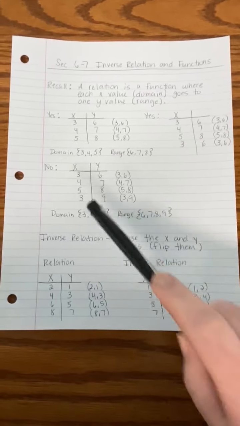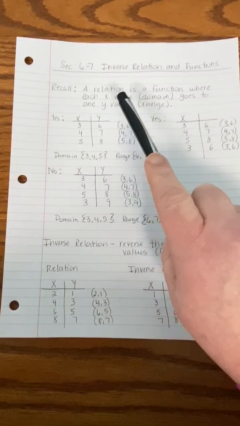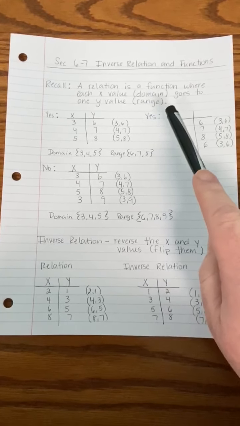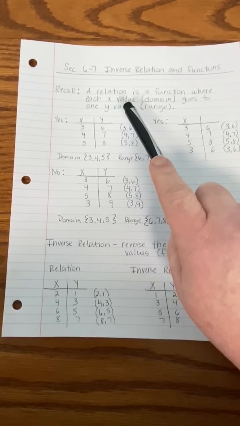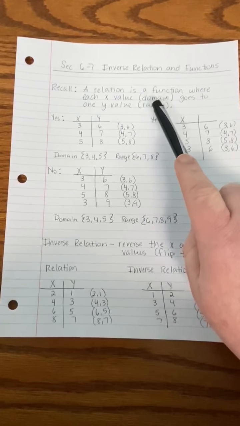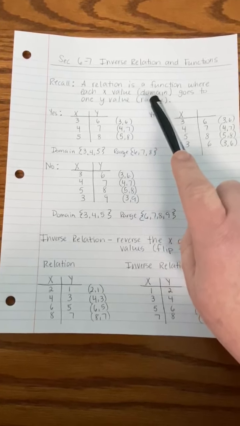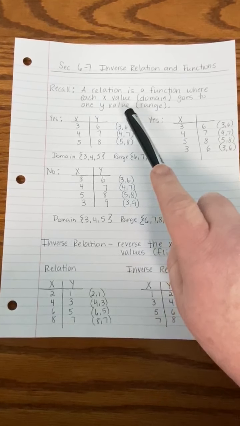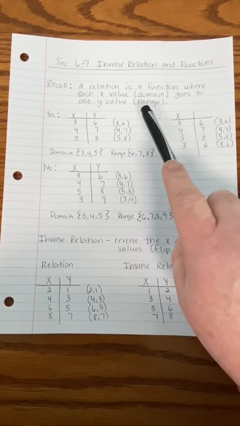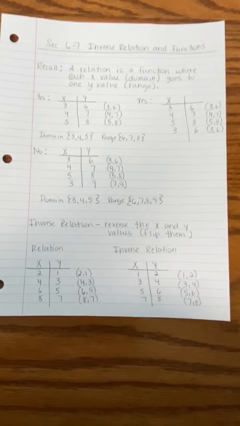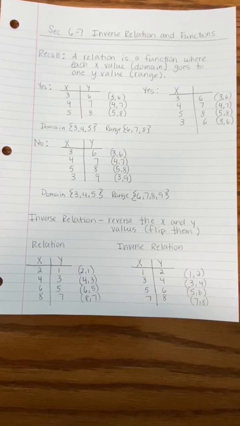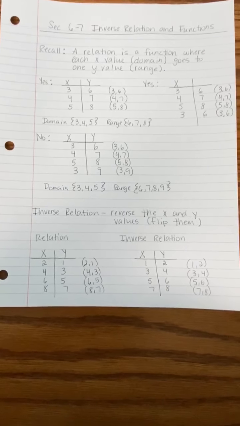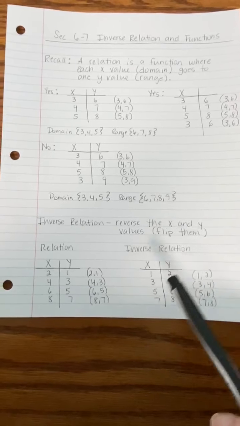If we remember, a function, which is just an equation, is a relation where each x value, remember we call the x's domain, so each x value in our domain, goes to one y value. And remember, our y's are called our ranges. I used the analogy of boyfriends and girlfriends, and that boyfriends can only have one girlfriend.